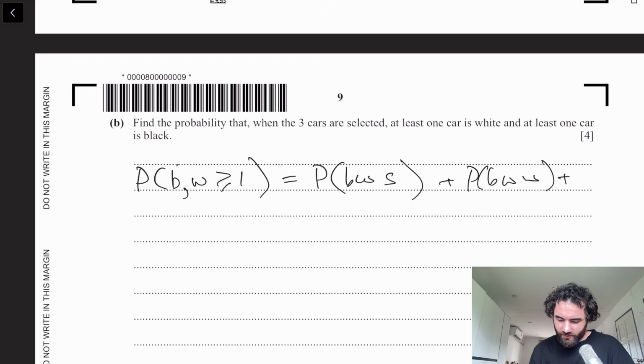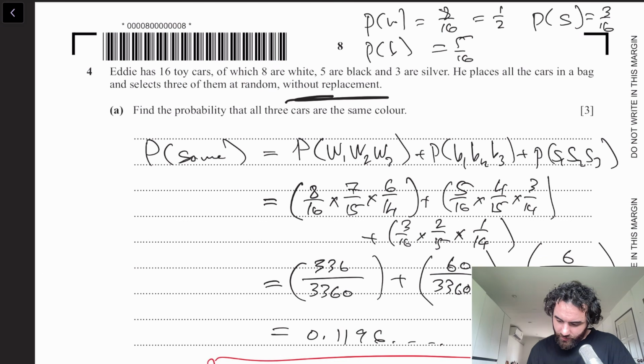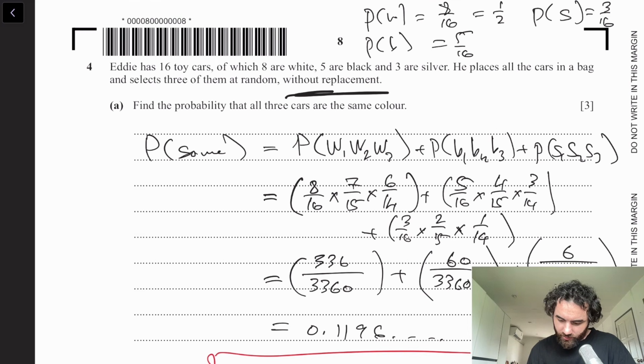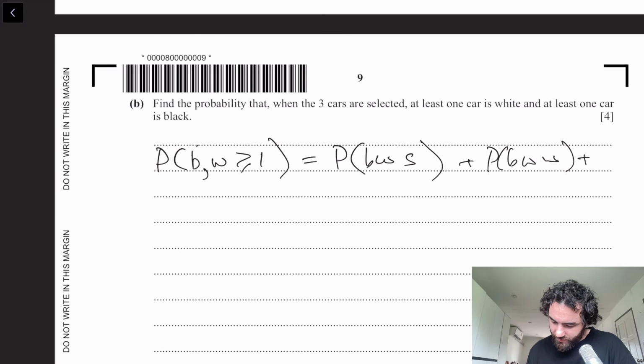Is that going to matter? I just don't understand. So that when the 3 cards are selected, is this when he's selecting in order? Find the probability that all 3 cards are the same color. He places all the cards in a bag and selects 3 of them at random without replacement. Does he select 1, 2, 3? Plus the probability of black one, a white one, a black one. This one has at least 2, at least 2, at least 2. That's the only way it can happen, right? Times the amount of ways.